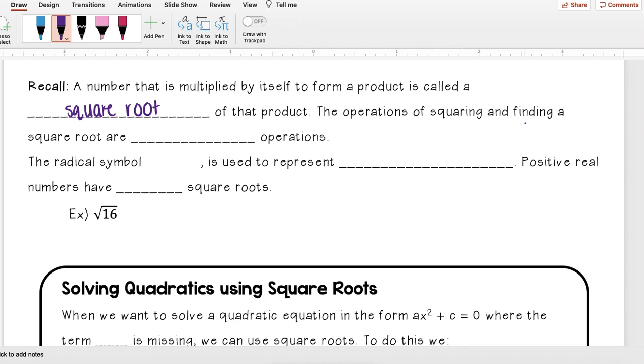The operations of squaring and finding a square root are inverse operations. What that means is that if I have something squared, to undo that square, I take the square root. They cancel each other out. Another example of this is adding and subtracting, or multiplying and dividing. Those are inverse operations, and they end up canceling each other out. So here, taking the square and square root are inverse operations. The radical symbol, which looks like this, is used to represent square roots.